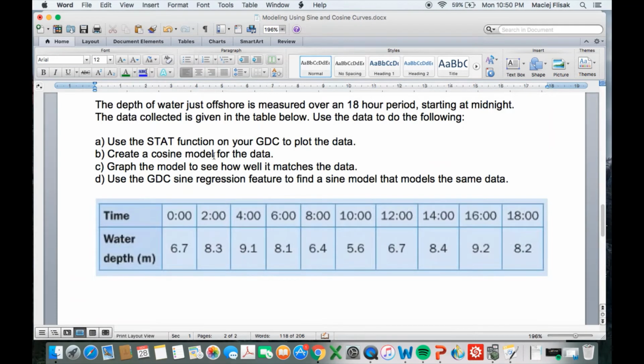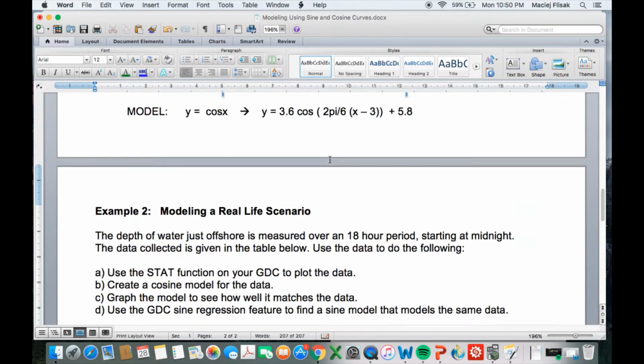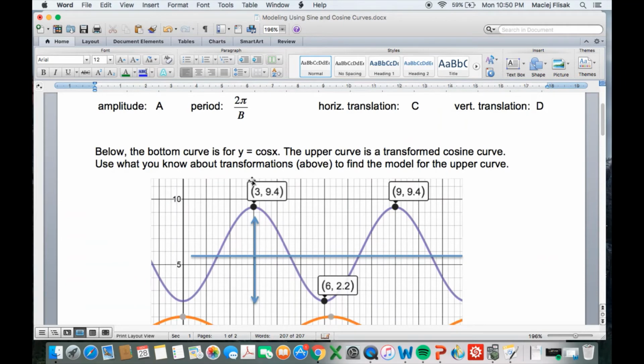B, create a cosine model. Okay, so just like we did on the front, we need a cosine model. So let's begin with the amplitude like we did before. Okay, always good to get the amplitude first. And remember, if you look back on the first one again, to find the amplitude, we took the high point and the low point, the max and the min, you subtract them, and then you divide by 2 and it gives you the amplitude.